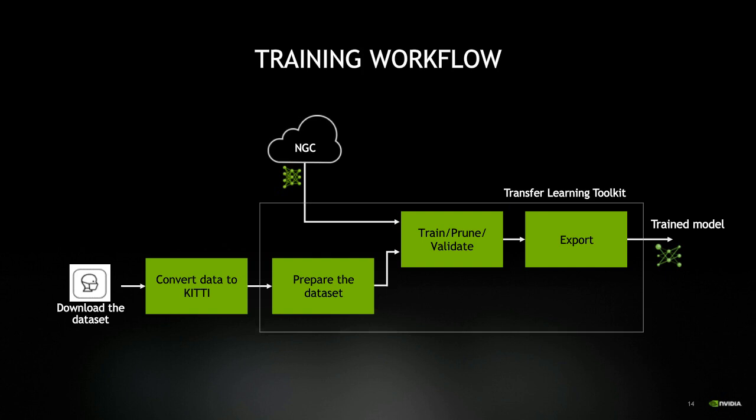After preparing the dataset, the next step is to train. Here you will download one of the pre-trained models from NGC as a starting point. After you train, you prune the model, reduce the complexity and size of the model, and validate it to see if it hits the accuracy as expected.